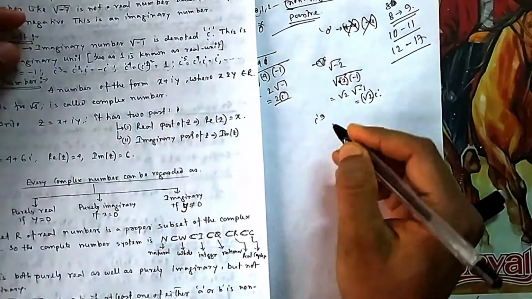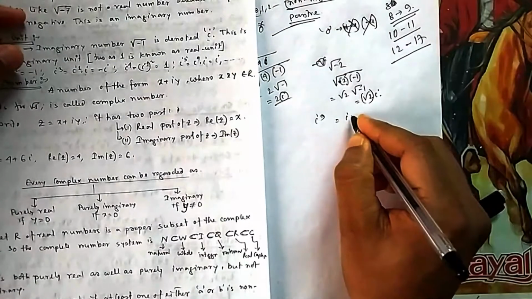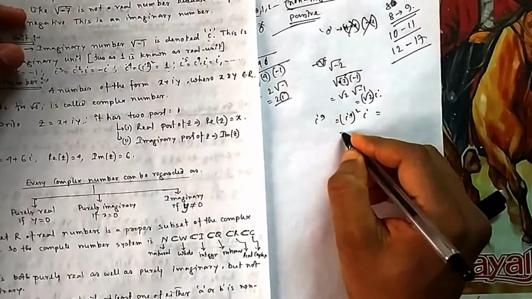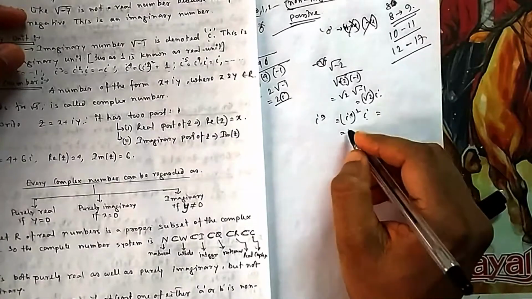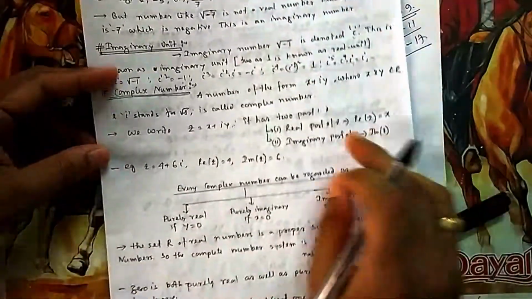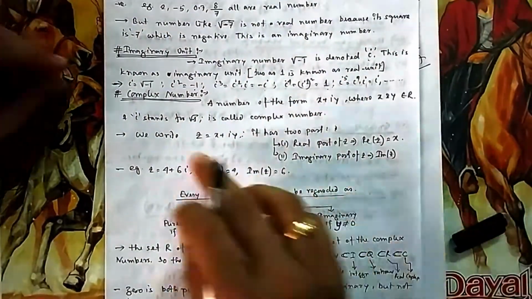Suppose they told you to calculate i to the power 9. So you calculate i to the power 4, squared, then i. Because i to the power 4 is 1, you know, 8 plus 1 is 9. So it is 1 into i. So it is i. So you can calculate any number now. You can reduce it. You will see examples.